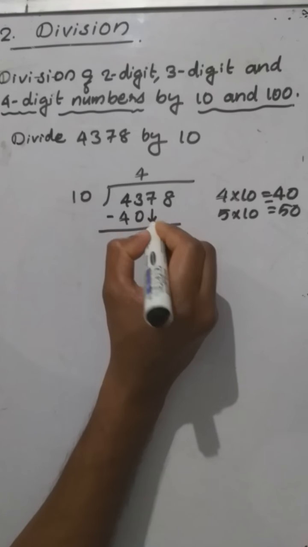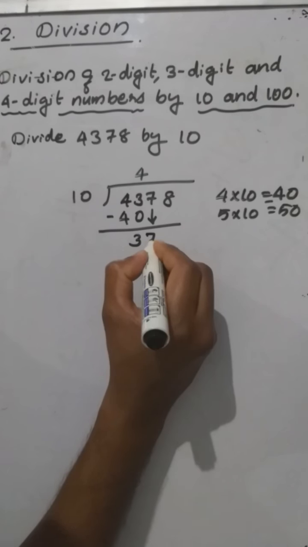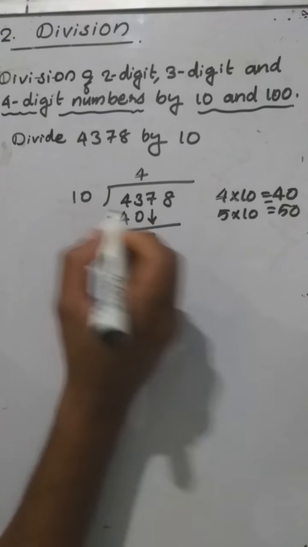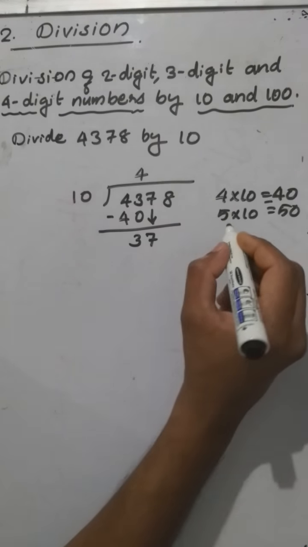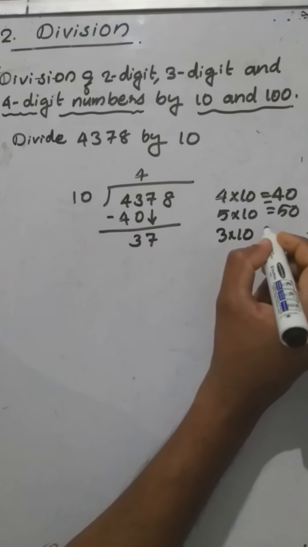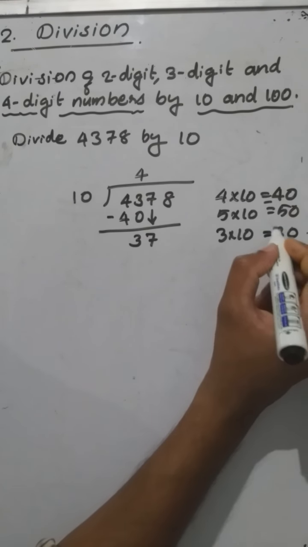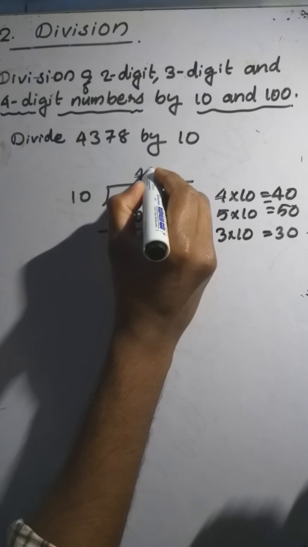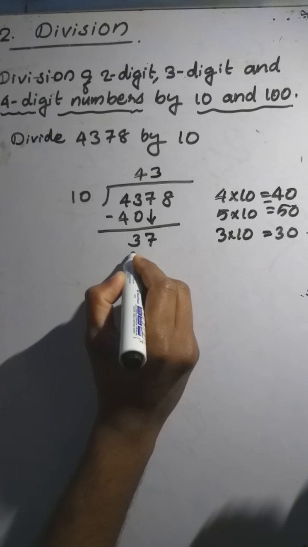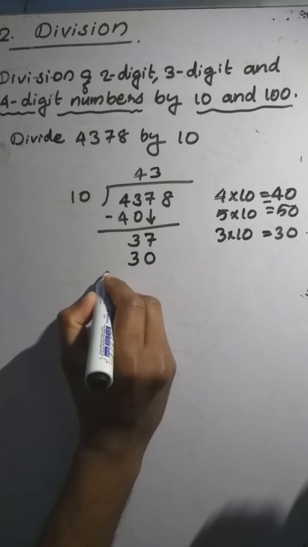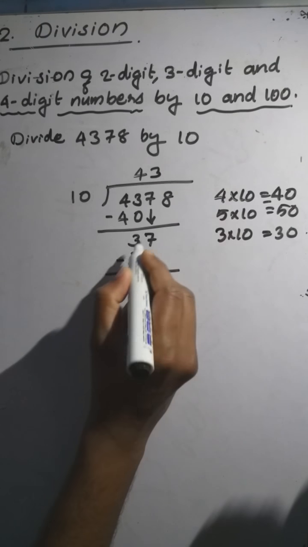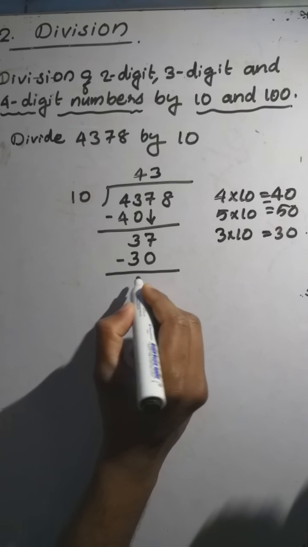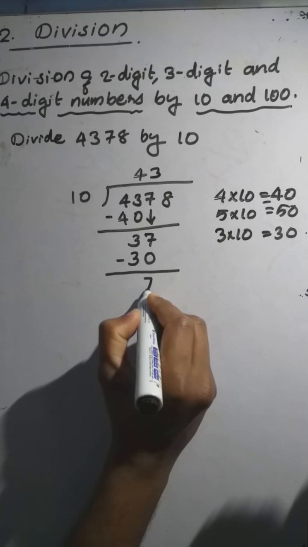Now write this 7. And let's check how many 10's are there in 37. You know that 3 10's are 30. 37 minus 30 is 7.